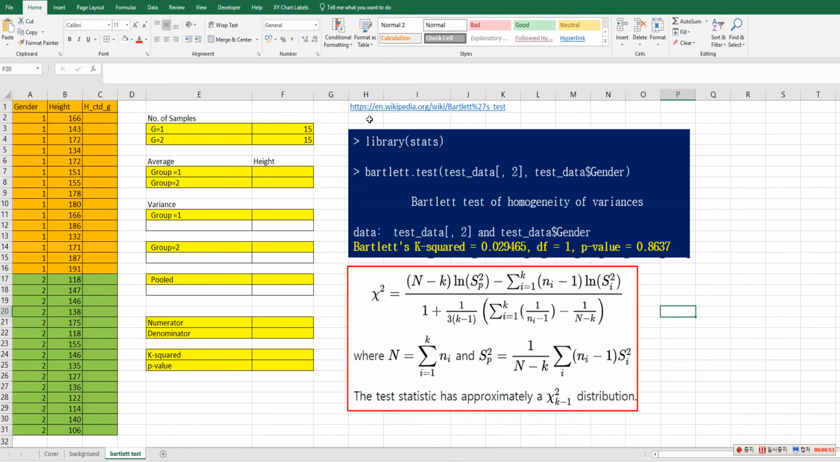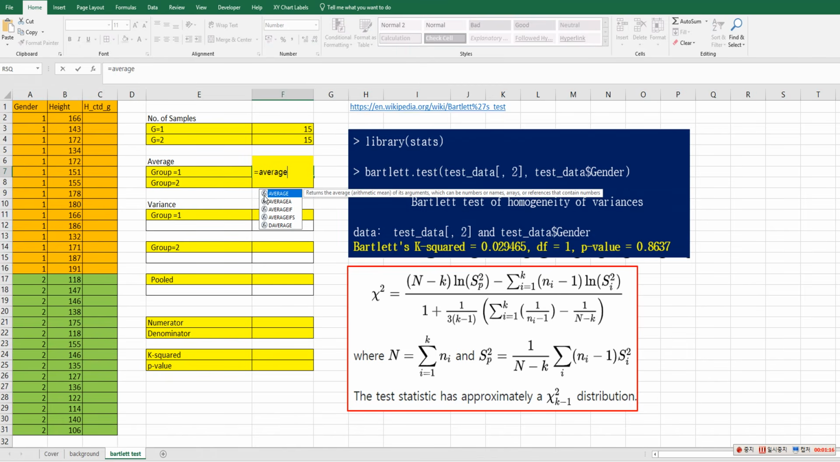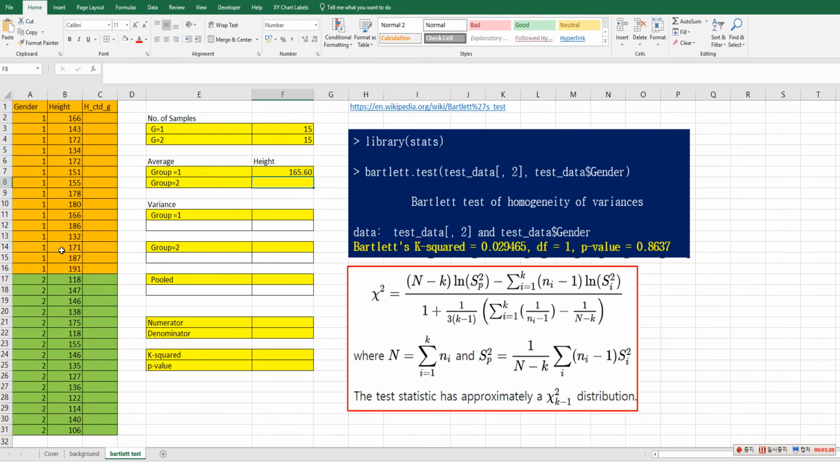Wikipedia, this is the reference site I have used for this video. So in order to get variance for group 1, 2, and pooled, instead of using built-in function, let's try to use matrix computation. So let's get average height for each group. Average of height of group 1, gender 1, and average of group 2.